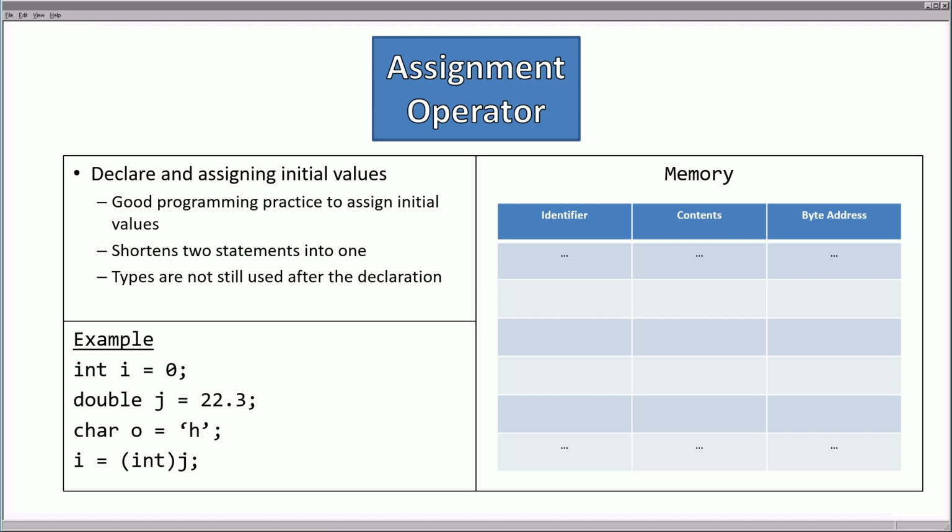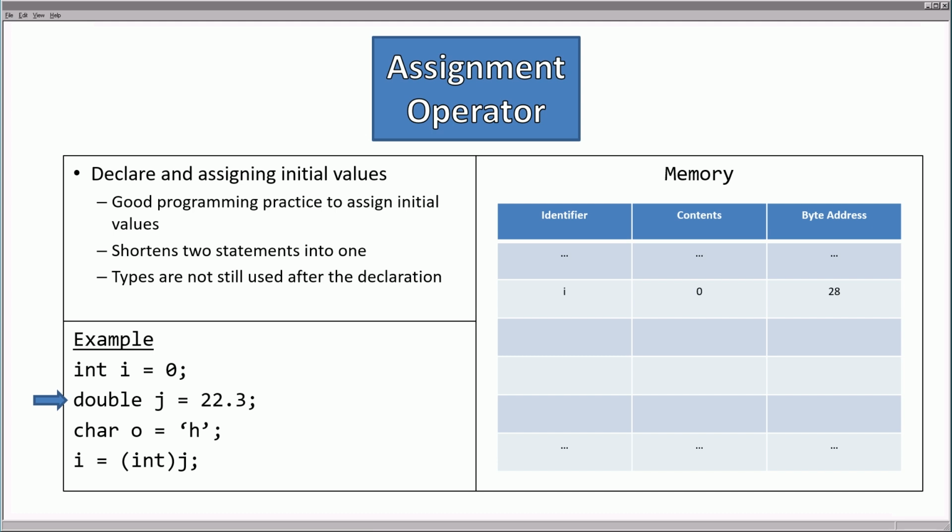Now keep in mind, types are still not used after their declaration. If we look at this example down here, there's actually 2 statements per each line. First thing right here, this part is the declaration. This is what we saw before. This basically creates this identifier at this byte address and goes ahead and assigns it the default value 0. Now this part is the assignment. We assign I to the value of 0, which isn't that exciting because it's already 0.